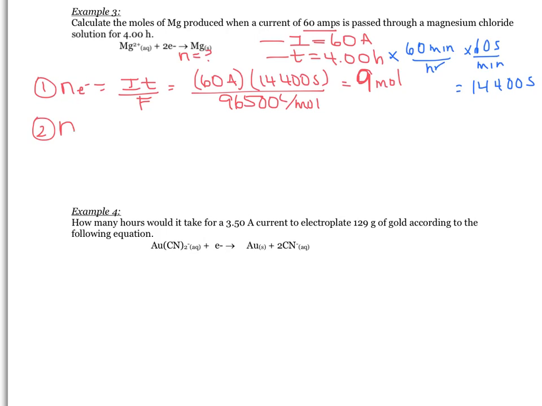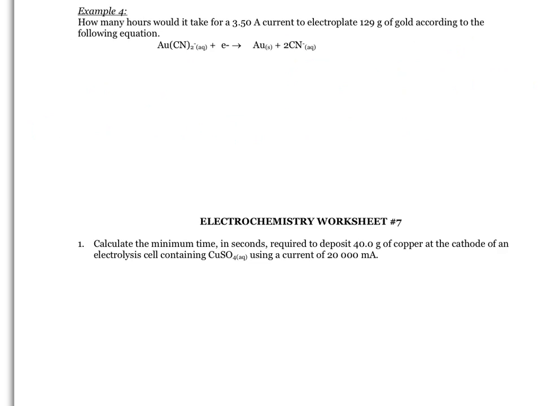Then we can find the number of moles of magnesium using stoichiometry. We have 9 moles of electrons times the coefficient required, which is 1 mole of magnesium over 2 moles of electrons, which gives us about 5 moles. And we're done this question. The last example I will go through.